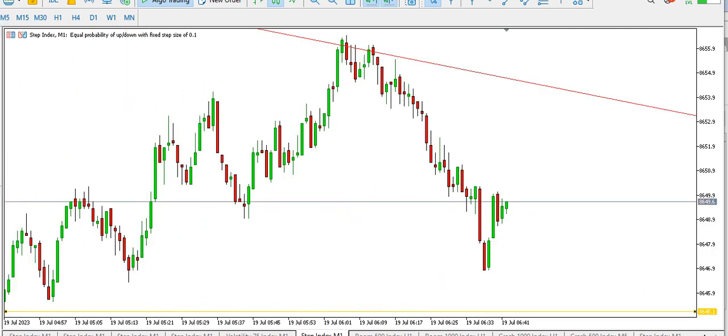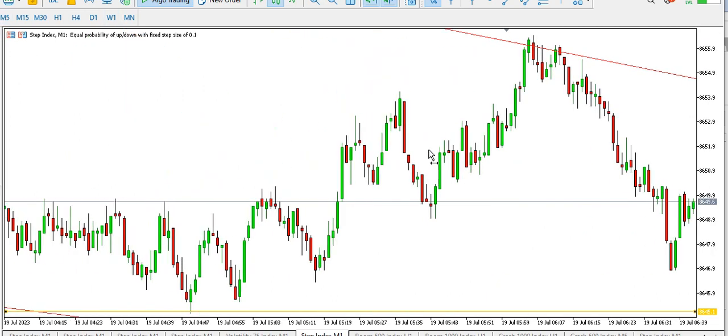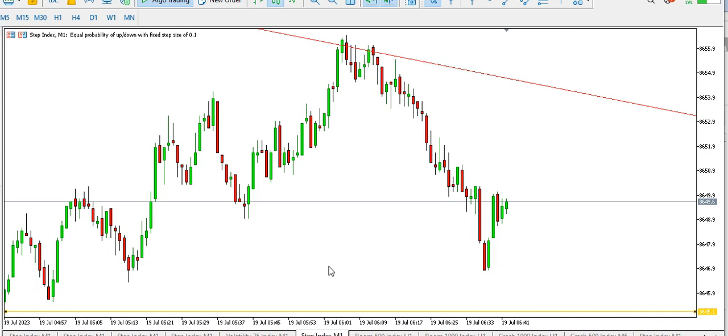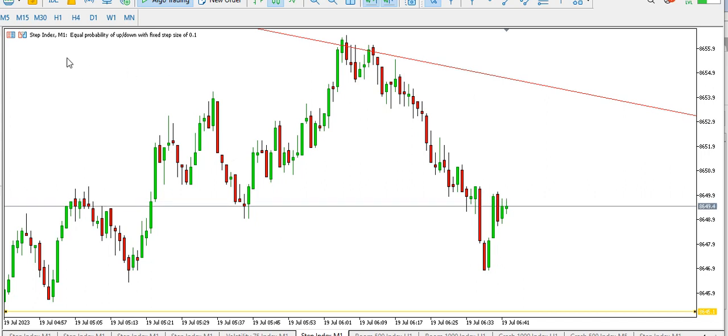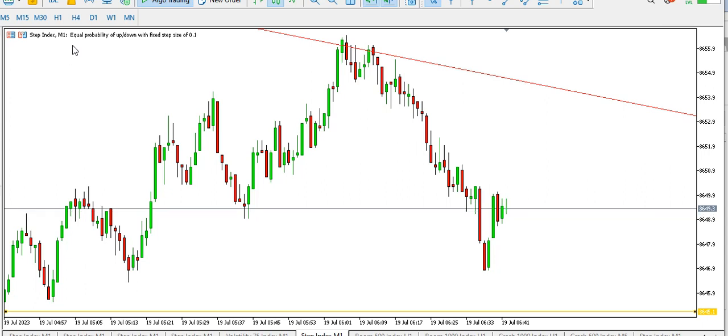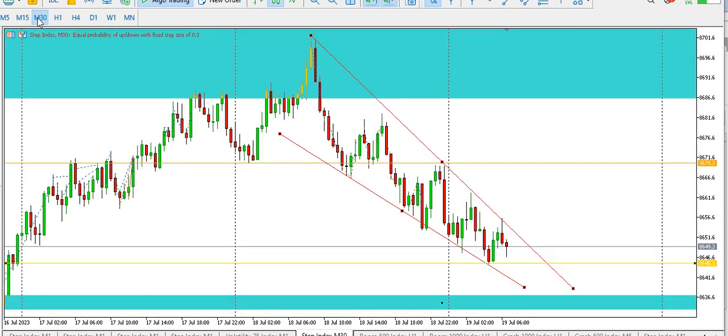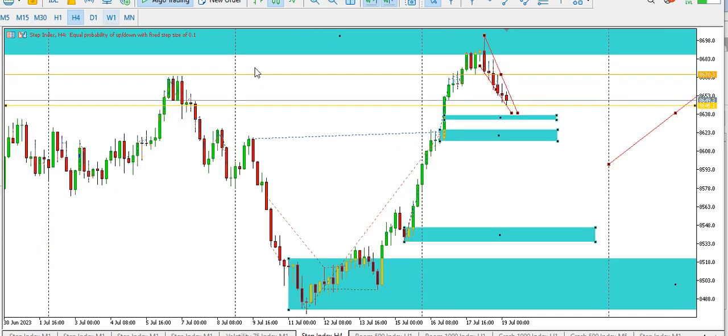All right, on the 1 minute time frame, step index price is currently ranging, but the overall trend for now is bearish, so you might want to look for selling opportunities. Bearish on the smaller time frame and bullish on the higher time frame.